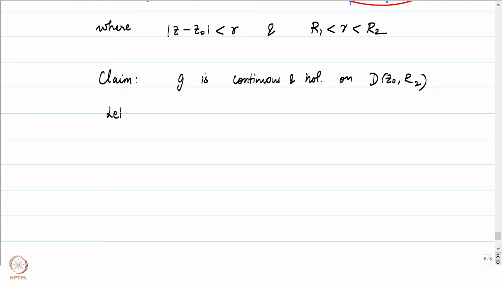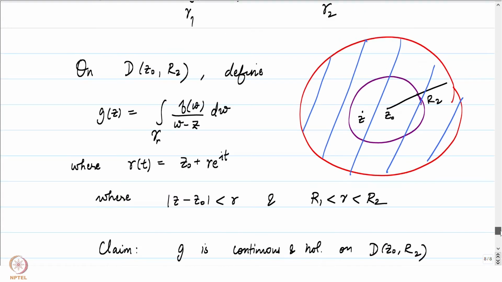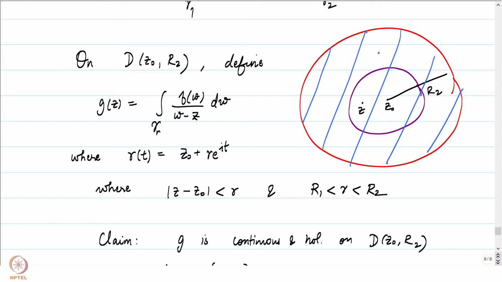So, let z, z prime be some point in D(z0, r), and then let us look at what happens when we approach z. So, what is going to be g of z minus g of z prime? Again, let me draw a picture. Suppose this is our z here, z prime here. Take a small neighborhood such that this is contained here, and let R be some circle of this type. All right.